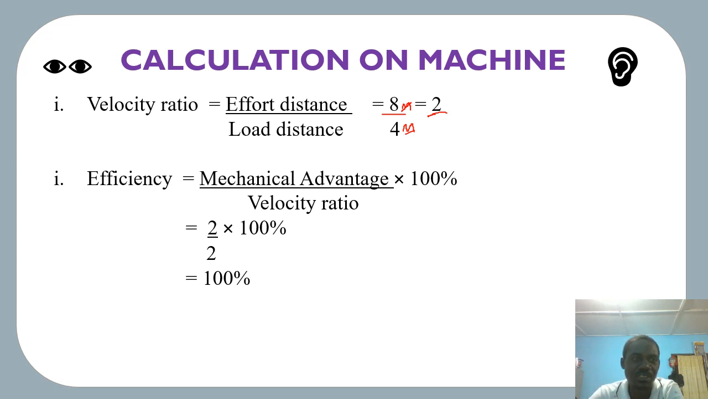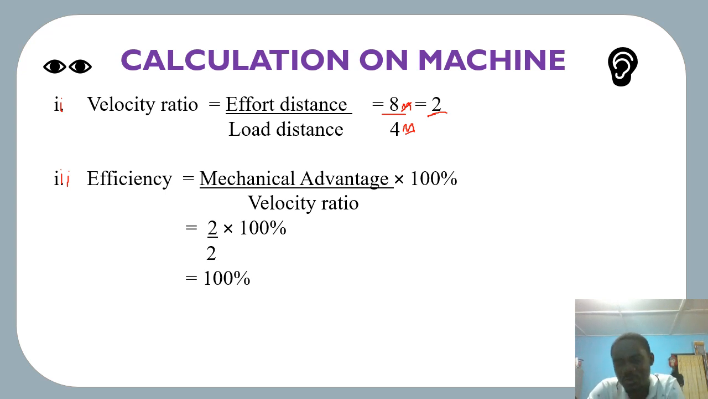The efficiency, this is for the second one, and this is for the third one. Let's take note, it was a typical error. So efficiency is mechanical advantage over velocity ratio. So it is 2 divided by 2 times 100%, which will give us what?